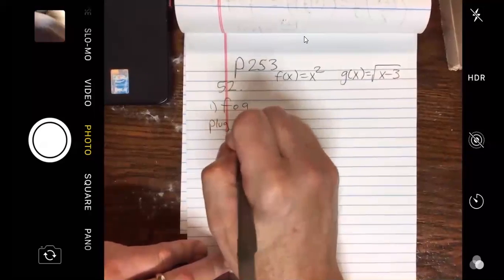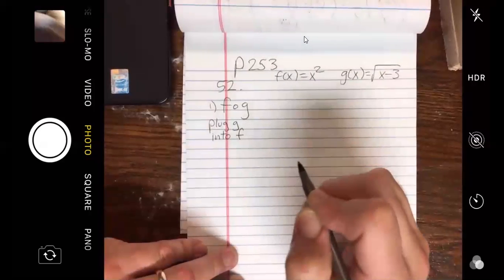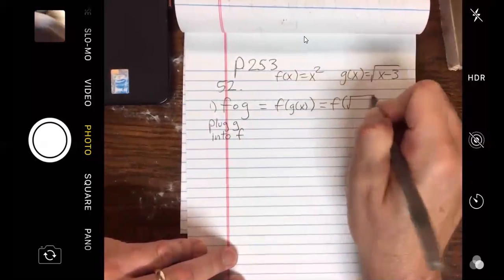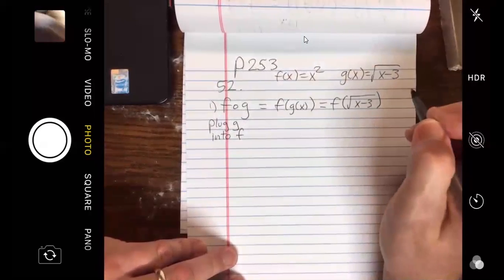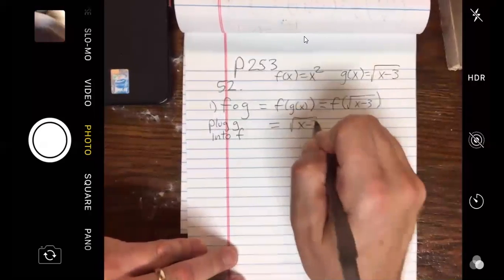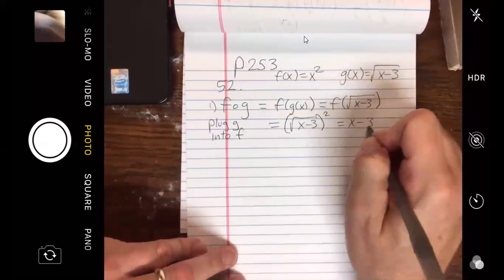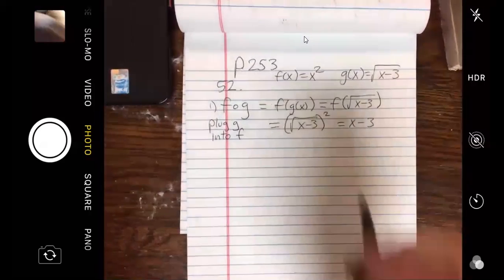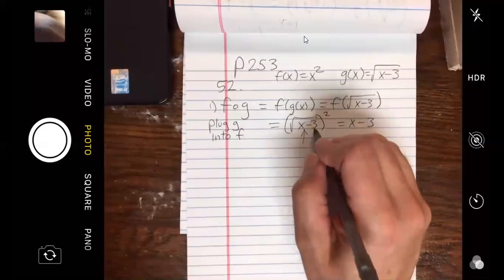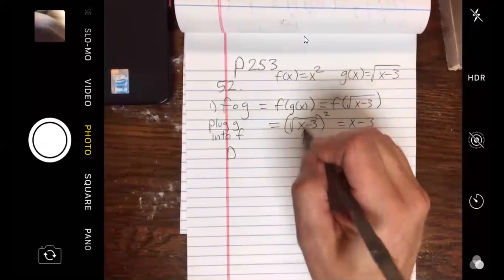plug g into f. You have f of g of x, f of the square root of x minus 3, and that's going to give you square root of x minus 3 squared, which looks like x minus 3. All right, but I'll guarantee the back of the book is going to have x greater than or equal to 3. The domain on your composition is the domain of the inner function.